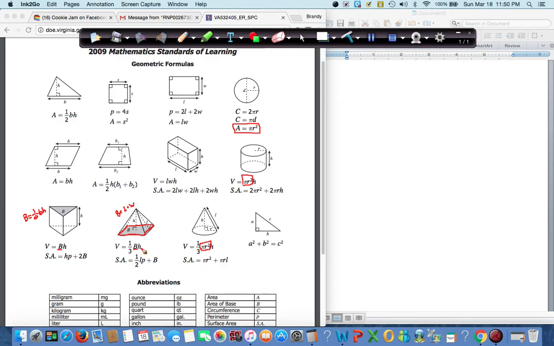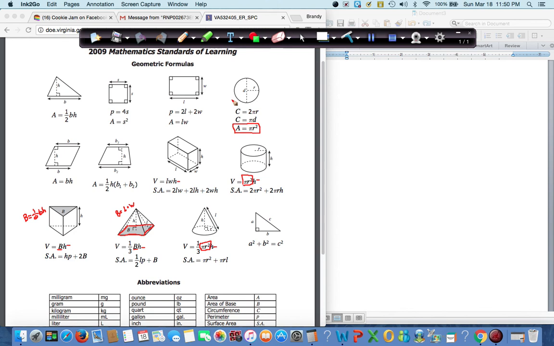And then look, you always have your height. There's your height, there's your height, there's your height. You always have height. Look, you got it there too. And even here, you always multiply it by your height, because your height technically is how deep it is.